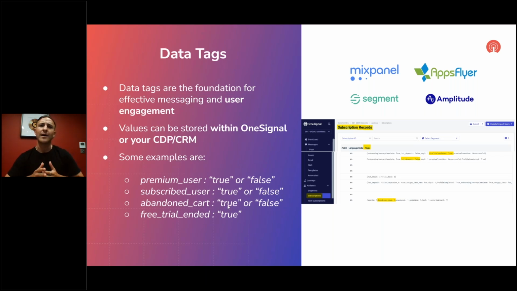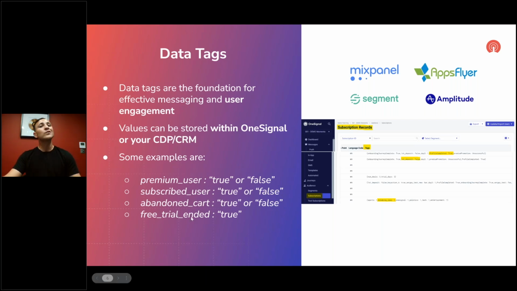So basically a user who showed interest in a product at one point, but then just left it there in the cart, and we can maximize our efforts to make them convert. So abandoned cart equals true. They do have a product in the cart. Abandoned cart equals false. It's a user that doesn't have a product in the cart.